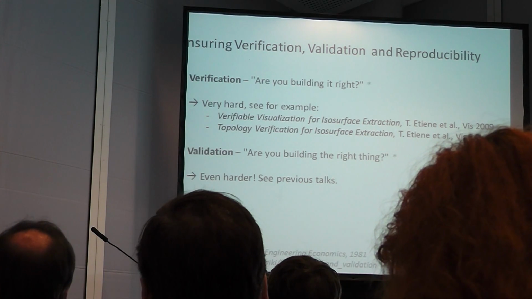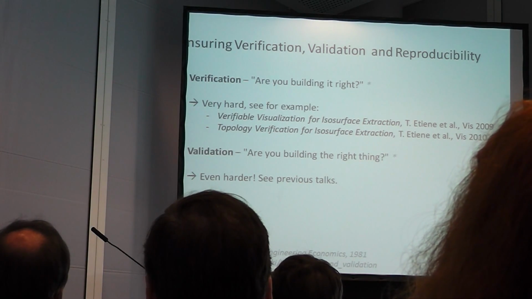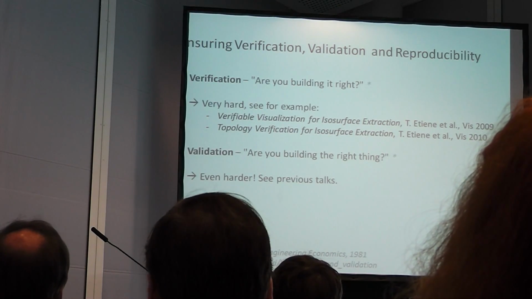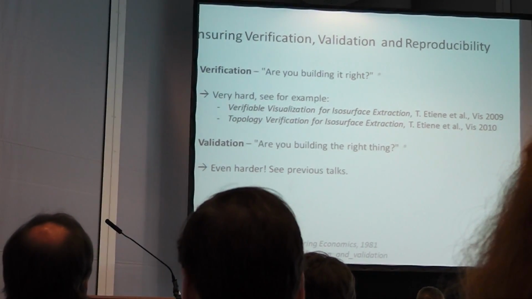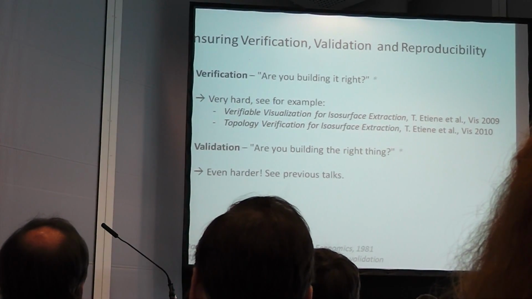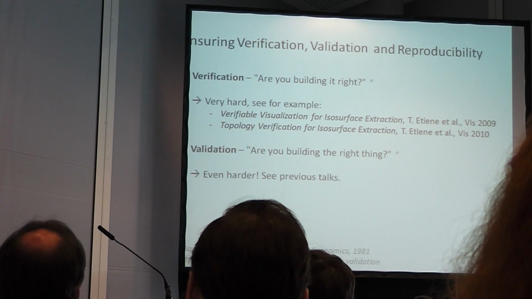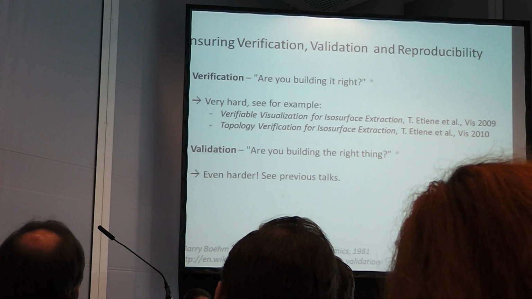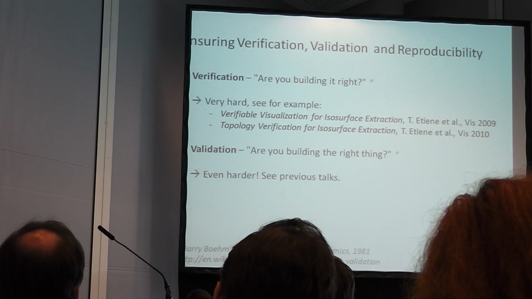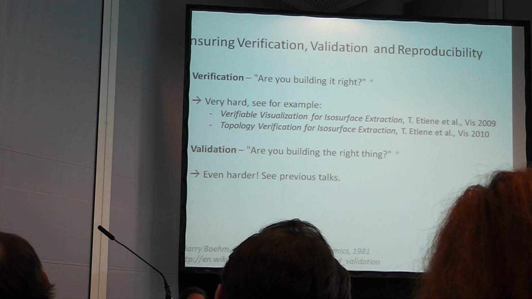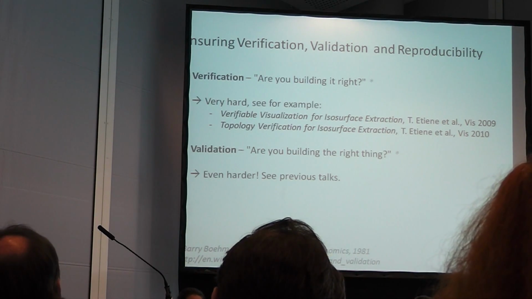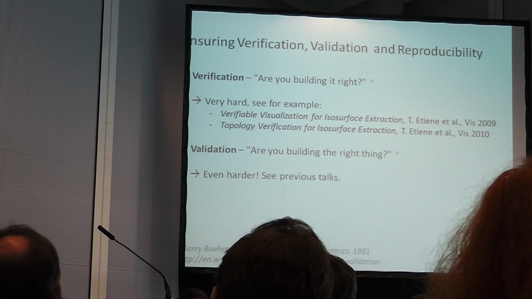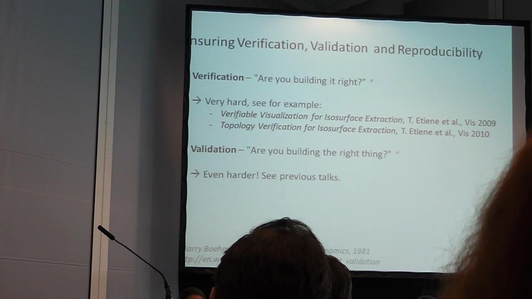For example, there were 2 papers by T. Etienne, one in 2009 and one in 2011, which was also mentioned by Paul. A whole paper just on verification of algorithms, so finding a common culture on verification is really hard, which was also the result of this week's panel last year on verification and validation. Now about validation, it's the other question: are you building the right thing? So is the thing you are building actually solving the problem that you are trying to solve? Does the model represent what you're trying to model at all, the real world phenomenon, whatever that is? And that's even harder. And we've seen that in previous talks.